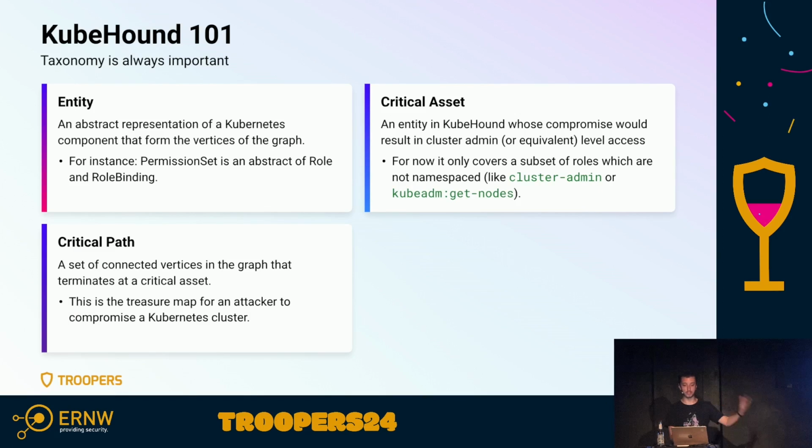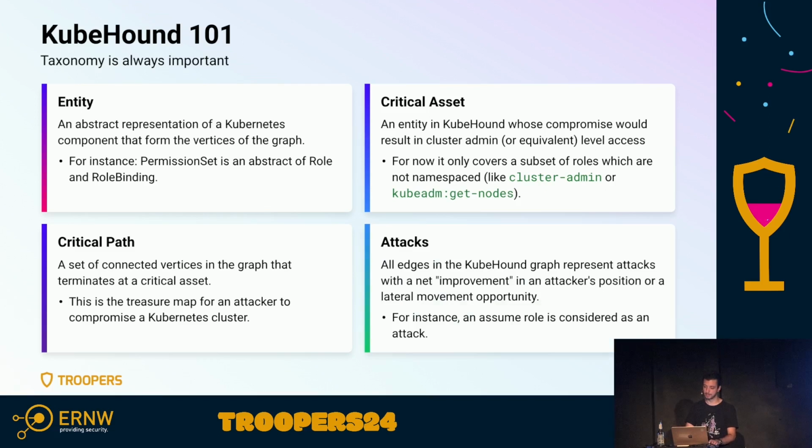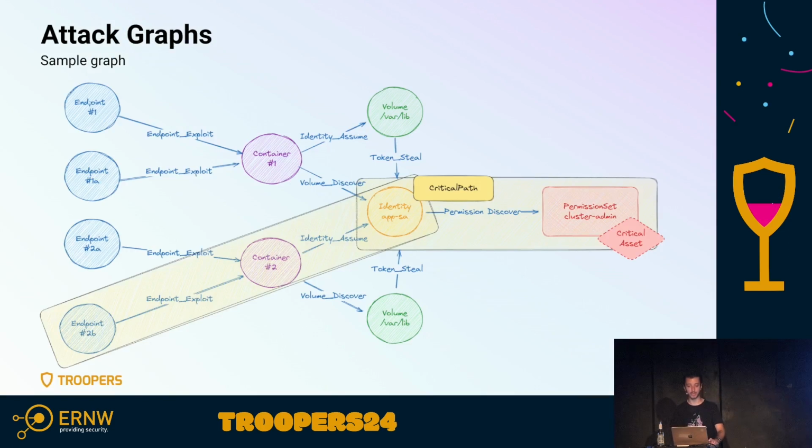You can start from an entity, an endpoint, and end up at cluster admin, and there you have your critical path. Attacks are what we call edges, and they link one entity to another. Every time we link two entities together, they are linked by an attack. So again, if we take the same model, we have an endpoint linked to a container, and if you link from the endpoint to the permission set, you get this critical path.